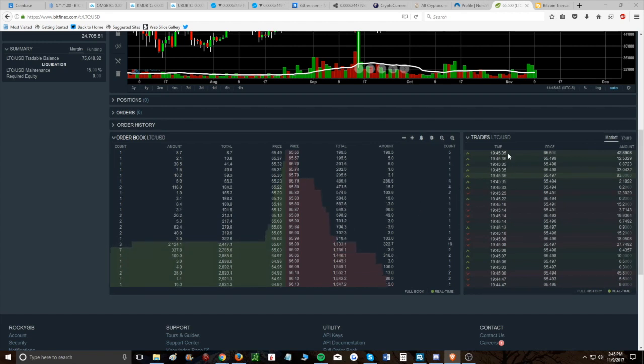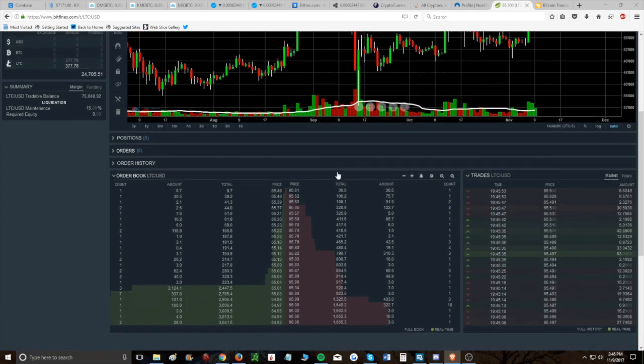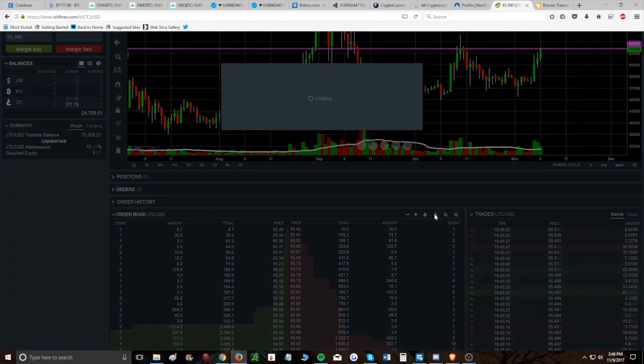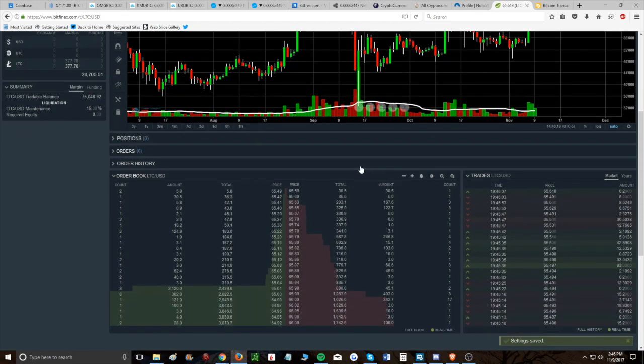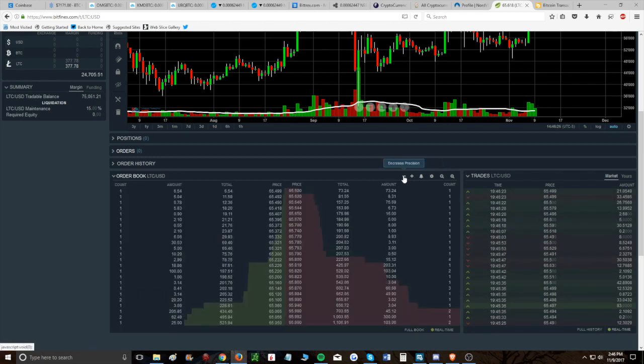We see right here, very similar to GDAX, these green orders going through is the person buying on the first ask, the first offer. So right here at 65, 64, 63. And the red is somebody selling to the first buyer in line. I don't like to use that. Again, it's there. And we could make it look a little better. Interface settings, order book. Let's see how this changes it. I'm not even sure what that did. Increase precision.